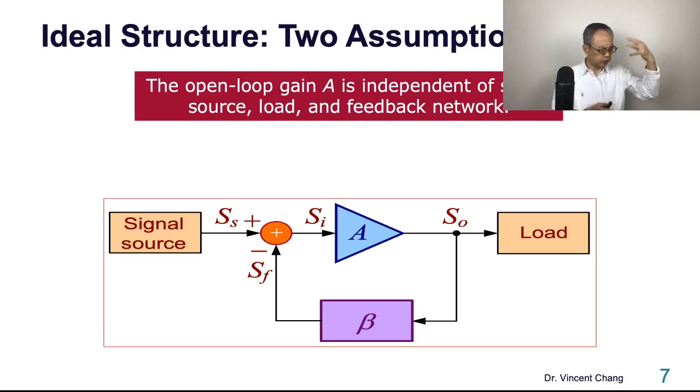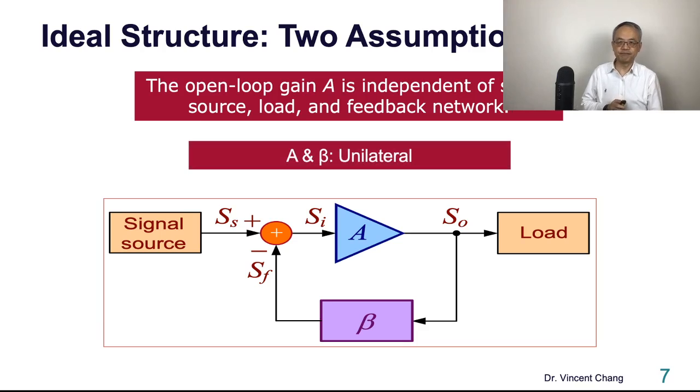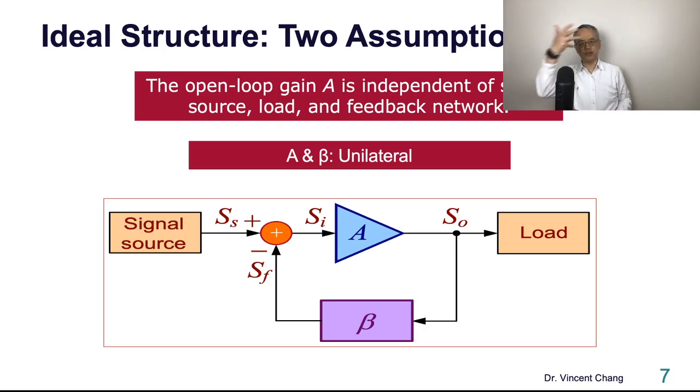In other words, when you change the source, when you change the load, when you tune the feedback network, the A won't be changed, won't be affected. And another one is that A is only responsible for unilateral, unidirectional transmission, and unidirectional transmission for beta.